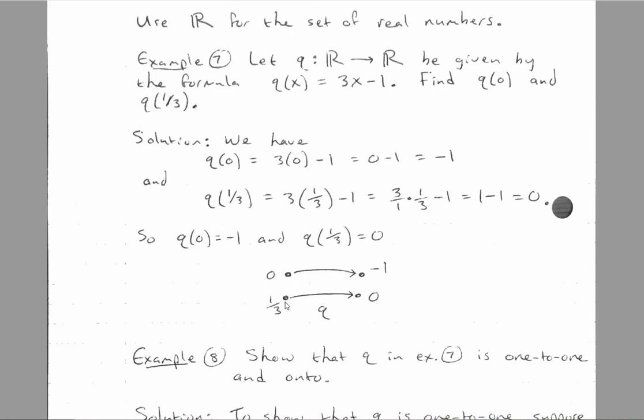Yeah, we can't really draw a picture. We have the whole set of real numbers on the left and the right, but just examples of 2 arrows. Yeah, so 0 gets sent to negative 1, and 1/3 gets sent to 0. All right, so if you have functions given by formulas, then for any particular input, you're just substituting that number for the x. So just a substitution and evaluation.